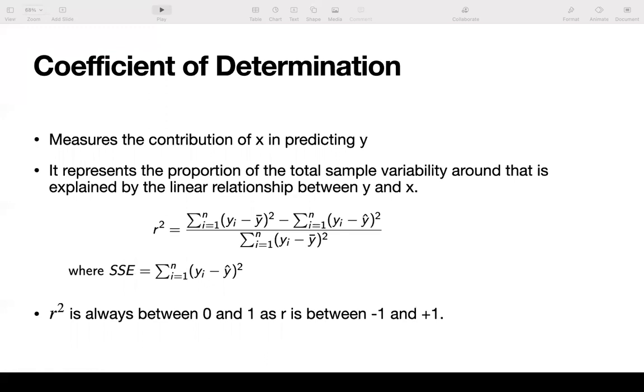So we have the coefficient of determination, and it measures the contribution of x in predicting y, and it also represents the proportion of the total sample variability around y bar that is explained by the linear relationship between y and x. So it's basically the squared value of the R we have seen in the previous slide. And R squared is always between 0 and 1, since R is between -1 and +1.